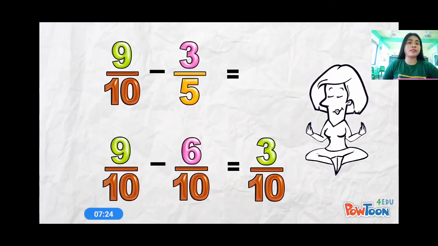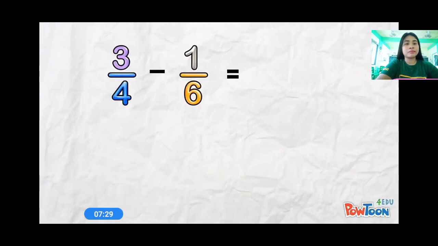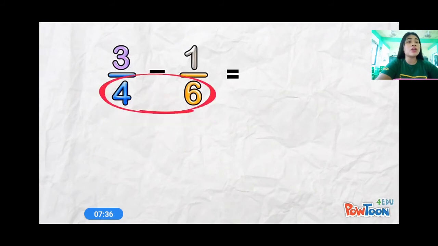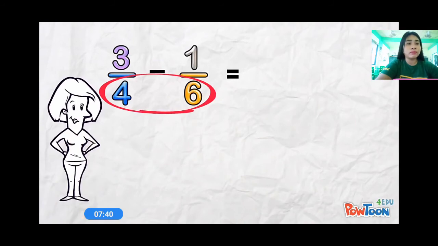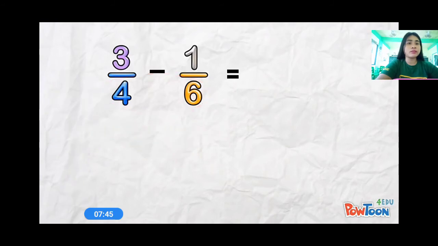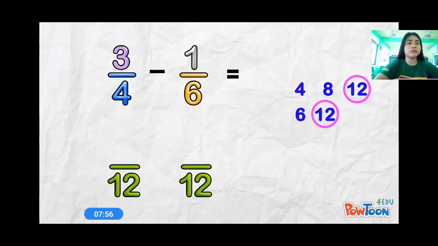Last example, then it's over to you. Okay. 3/4 minus 1/6. Remember, always check the denominators first. The denominators must be the same. 4 is not a factor of 6, so both denominators are going to change. Yes. Think about multiples of 4 that can be divided by 6 as well. 12 is in both sets of multiples, so 12 is the lowest common denominator.